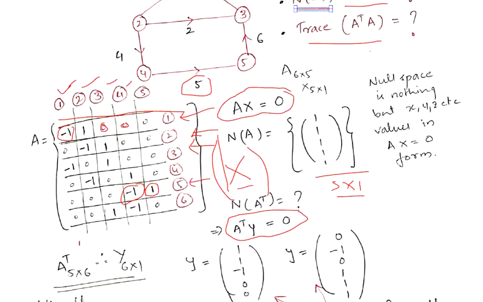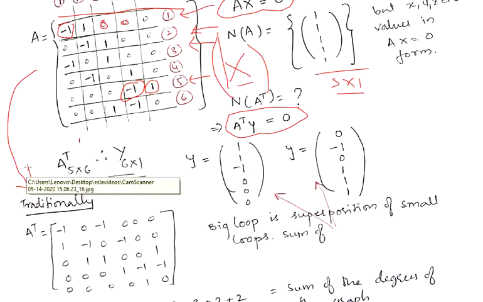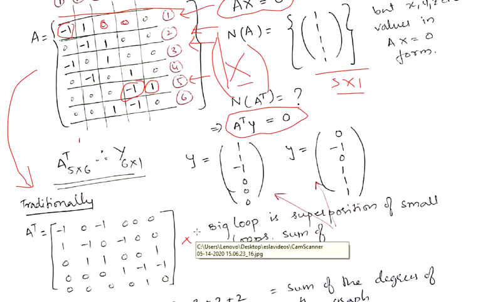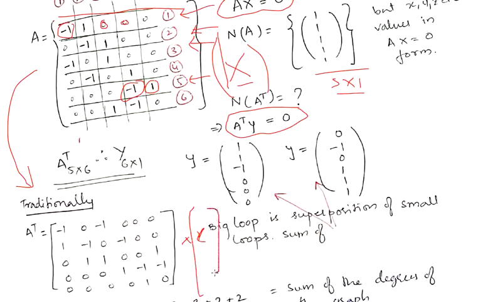So traditionally you try to convert this to a transpose form, and then you multiply by x. The x component will be of form 6 cross 1. So this is the traditional way of doing it.